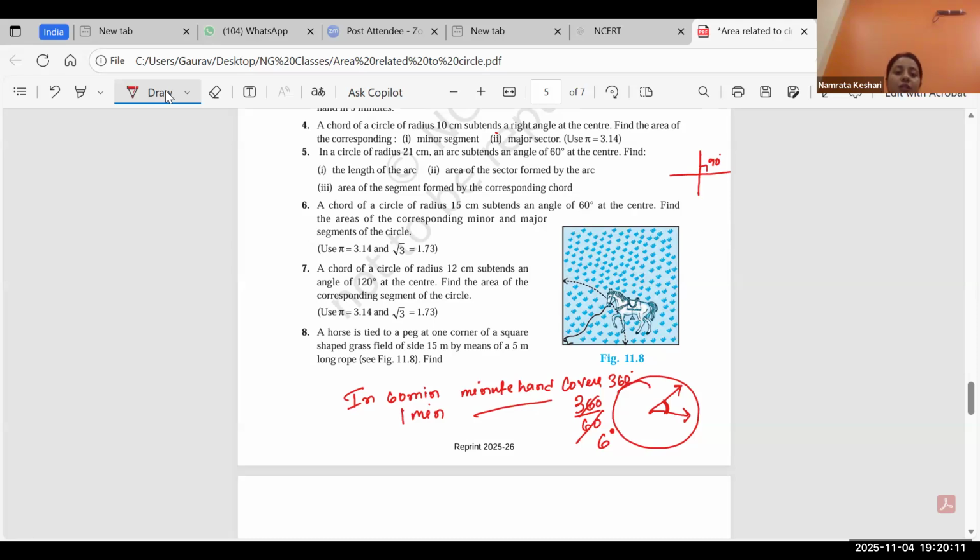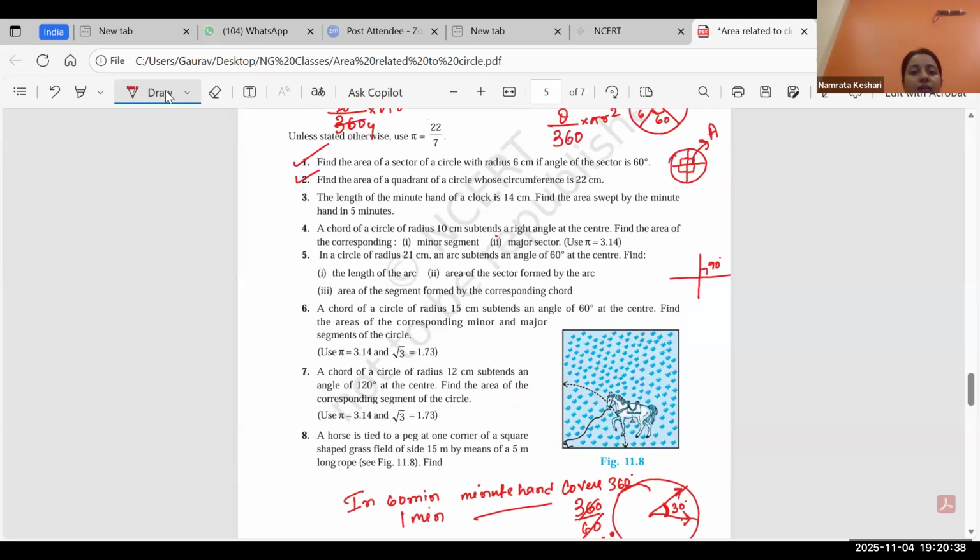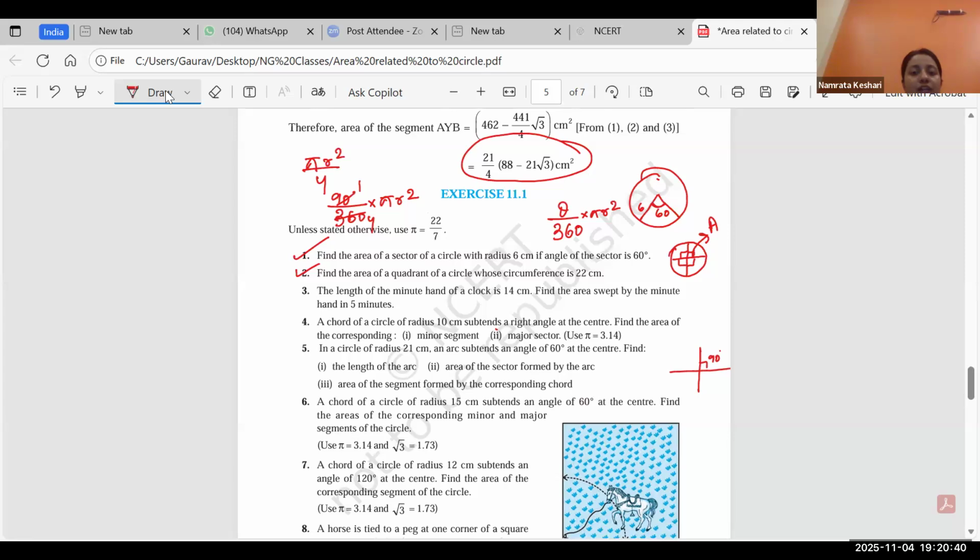In 5 minutes, it will cover 6 into 5, that is 30 degrees. Yes or no? Now you have to find the area of the sector. This complete sector's area you have to find. In 5 minutes, what angle is the minute hand covering? Given that the length of the minute hand is 14 centimeter.